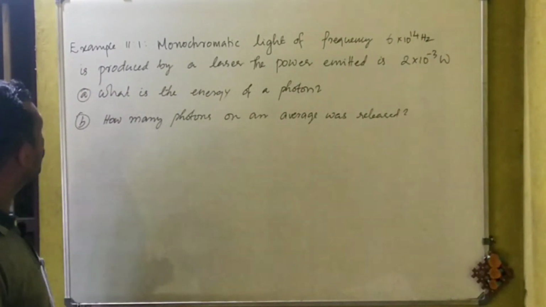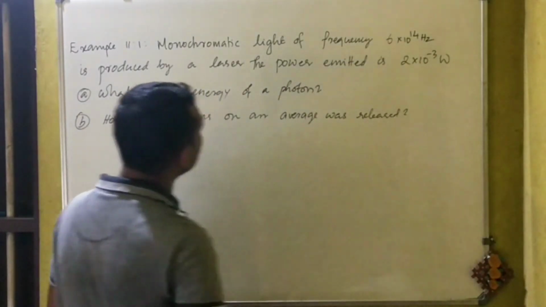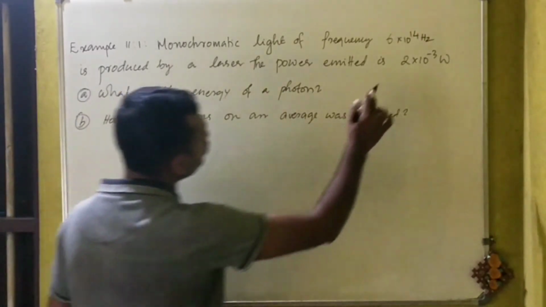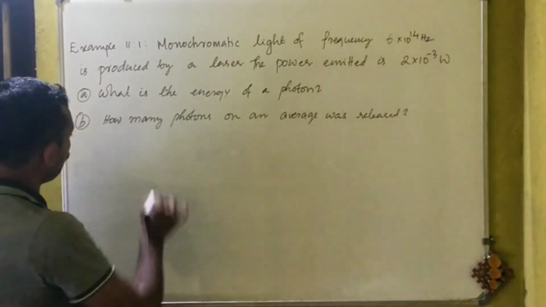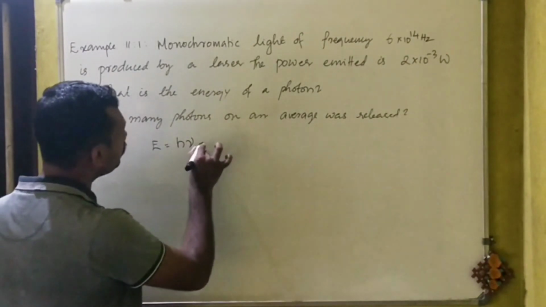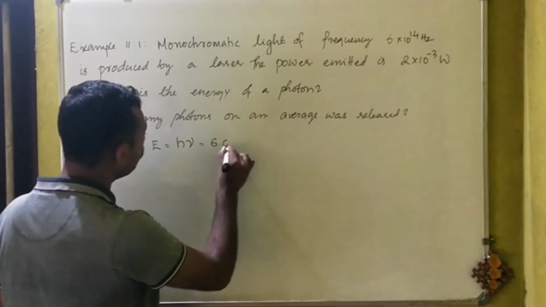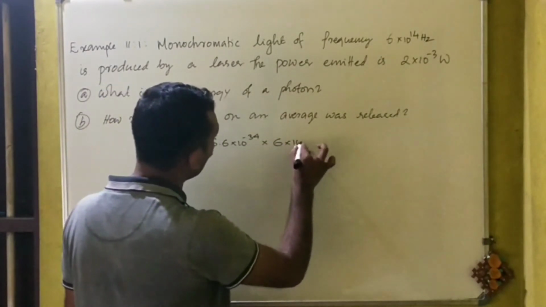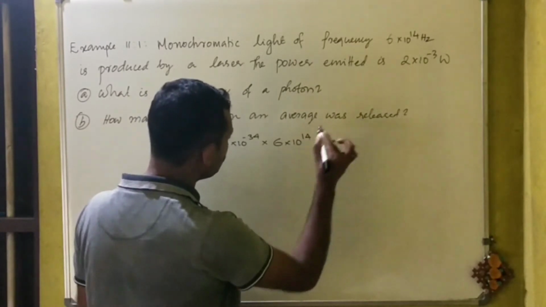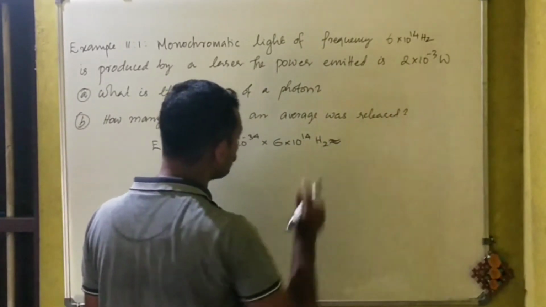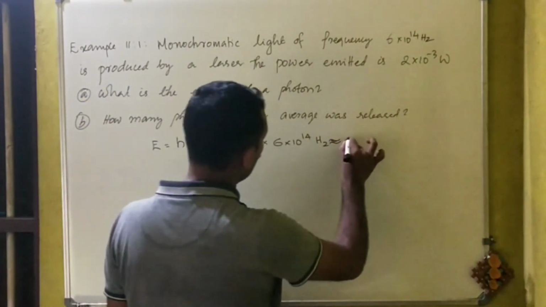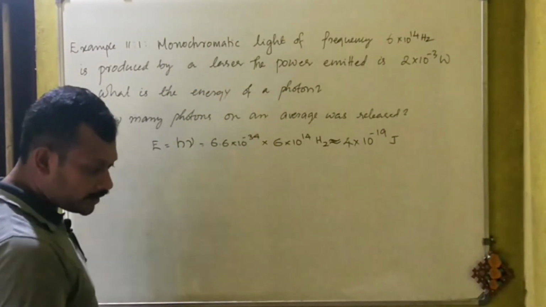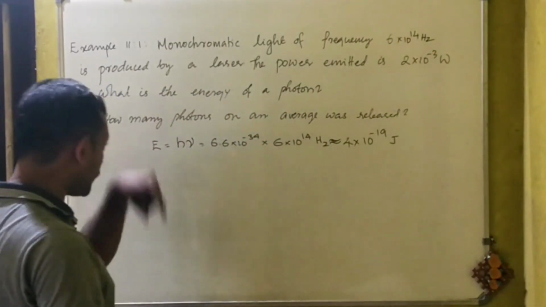Read the question in 11.1. Monochromatic light of frequency 6 into 10 to the power 14 Hz is produced by a laser. The power emitted is 2 into 10 to the power minus 3 watt. What is the energy of the photon? Very simple. Energy is equal to h nu. This is 6.6 into 10 to the power minus 34 multiplied by 6 into 10 to the power 14 Hz. Approximately, you will get this answer as 4 into 10 to the power minus 19 joule.